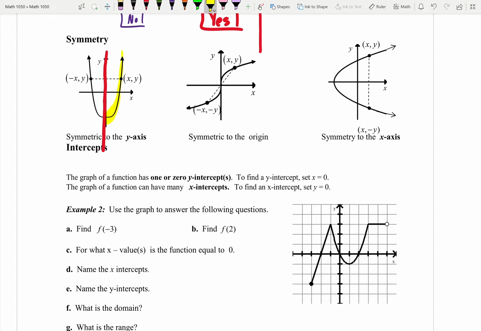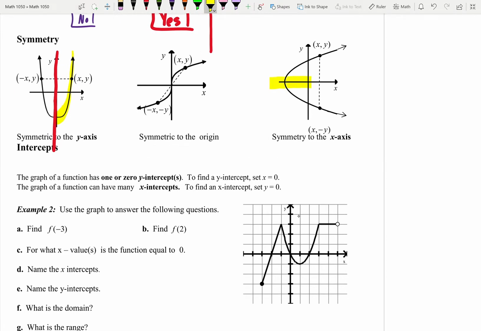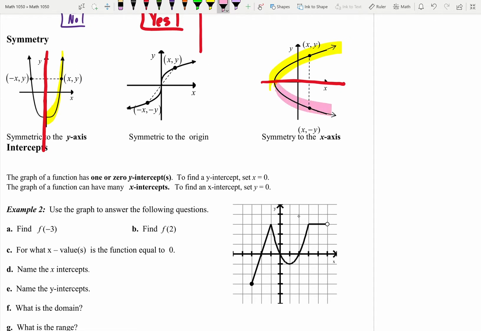I want to go to the x-axis now. So we look right here. Here's your x-axis, and if this, the top or the bottom, whichever one you prefer, is wet paint, and if you fold it across the x, it perfectly lies on top of the other half. That means it's symmetric to the x.